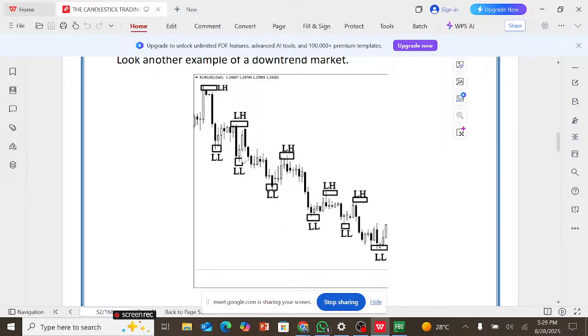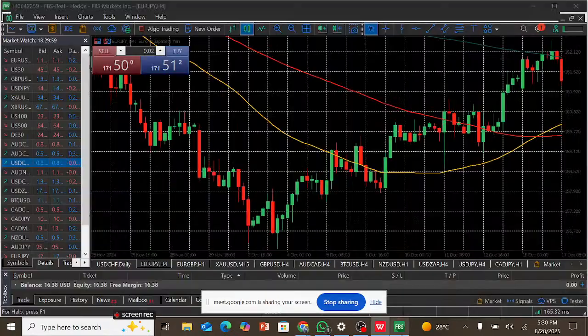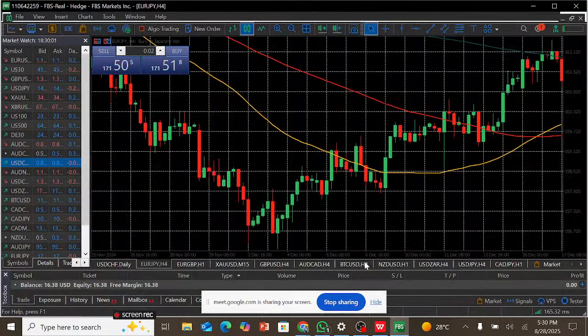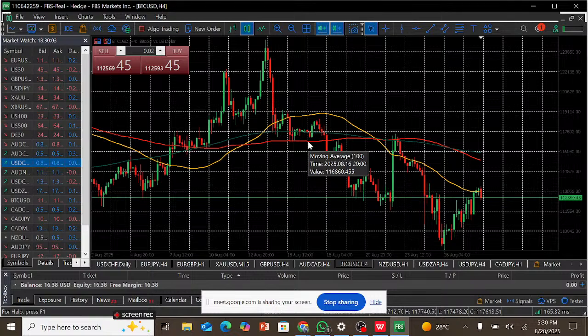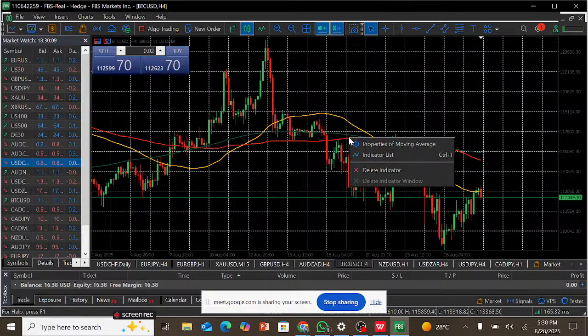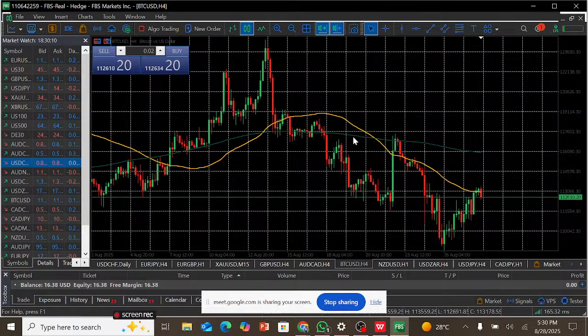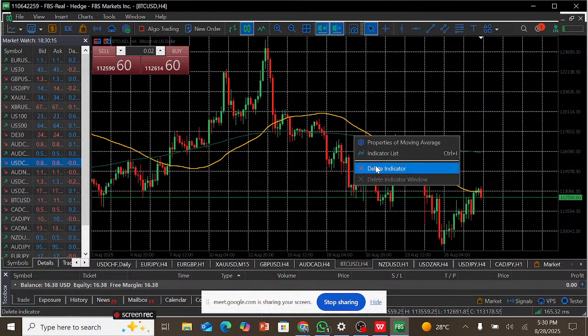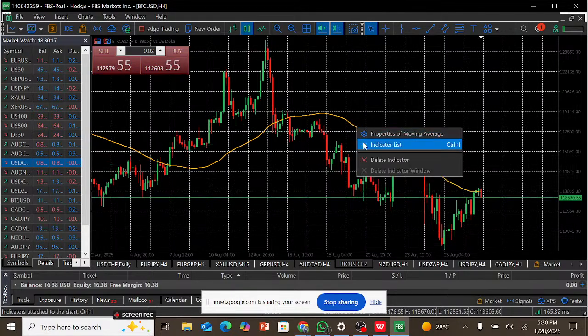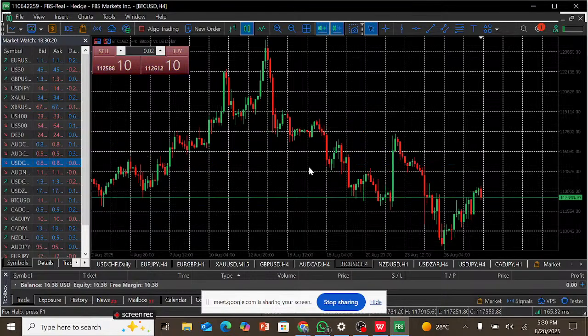Let me give you an example for Bitcoin. Let me use this interface, FBS. Let me first delete these indicators for you to see. Do you see very well? Do you see well? Yes, I see the downtrend here. So now you see a downtrend.